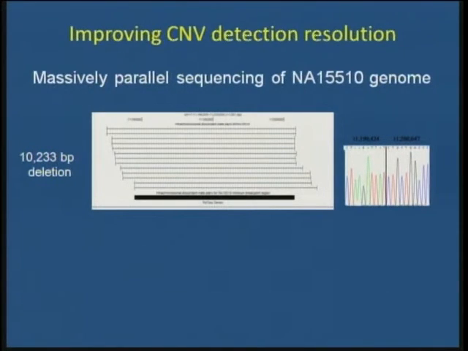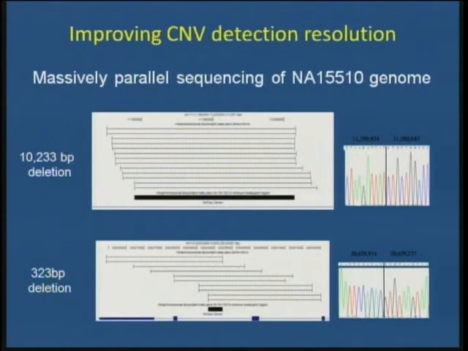We then pushed it a little further and looked at another region of chromosome 17 and looked at overlapping reads that indicated there might be a deletion, a very small deletion. So again, each of these represents a 50 base pair read. And looking at the smallest region of overlap, we thought there may be a deletion of about 300 base pairs here. We sequenced through it and found a 323 base pair deletion. So this represents a great improvement on array CGH technology.